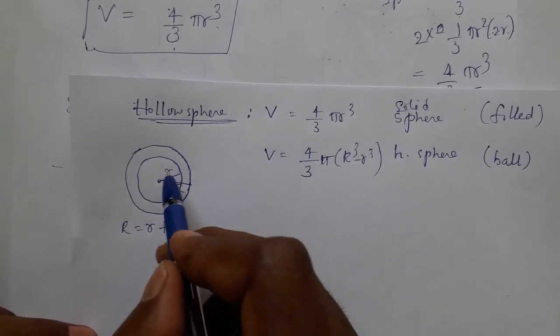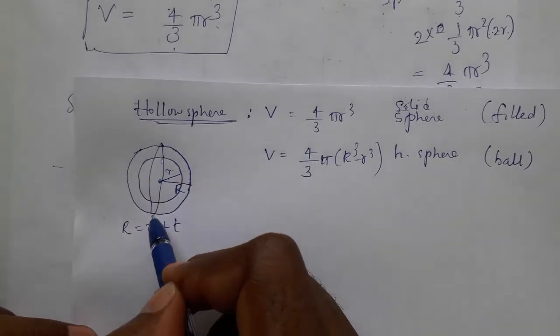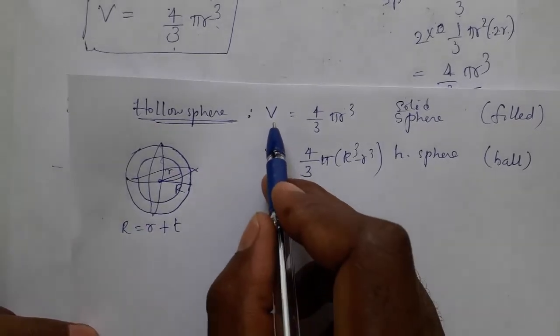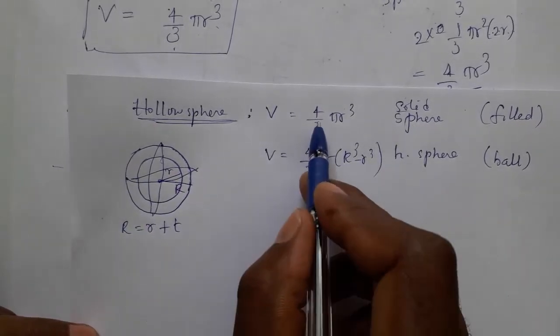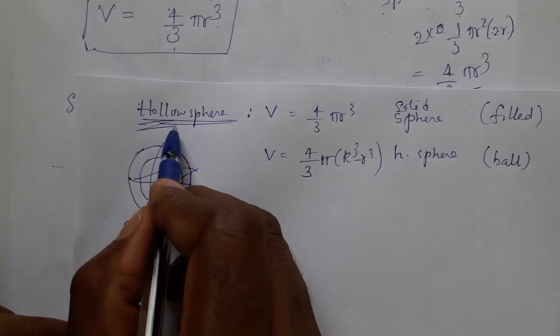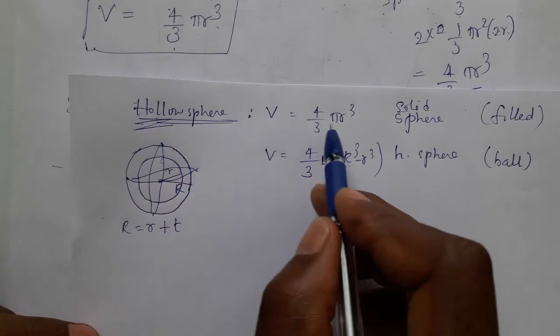So what? This is a sphere, not a circle. That's why, for the solid sphere, what formula does it have? The same thing for the hollow sphere also. Wherever the word hollow comes, it's very simple: hollow explains that there are two radii.